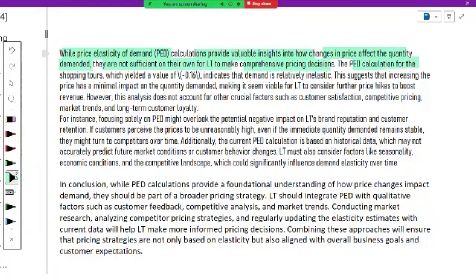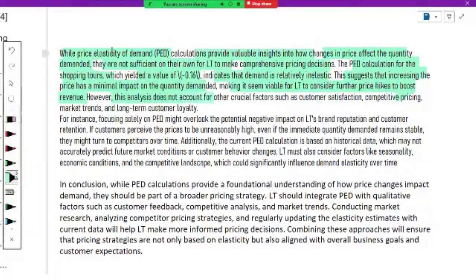The PED calculation for shopping tours, which yields a value of 0.16, indicates that demand is relatively inelastic. This suggests that increasing the price has a minimal impact on the quantity demanded, making it viable for LT to consider further price hikes to boost revenue.